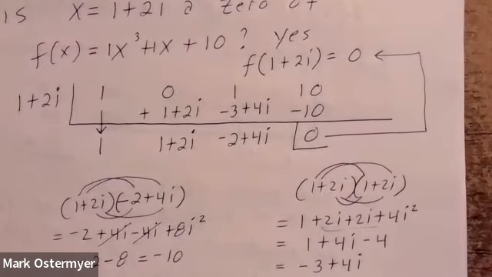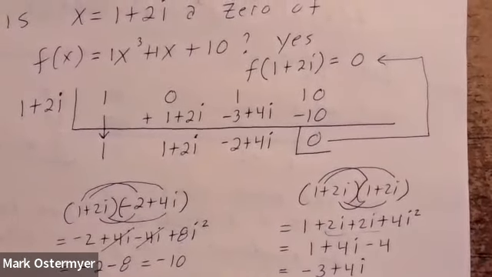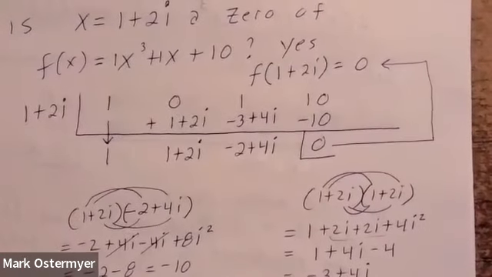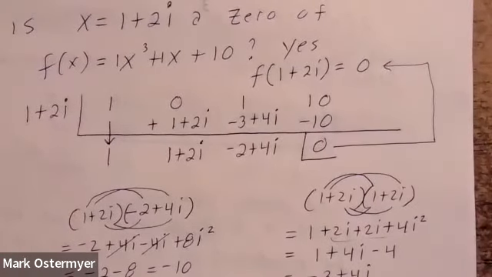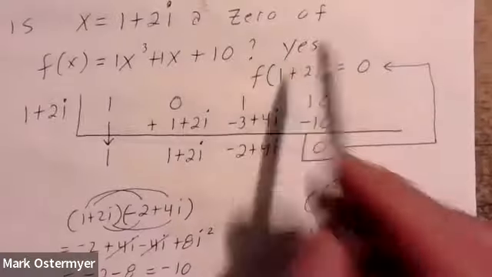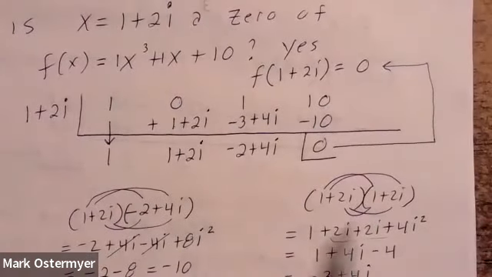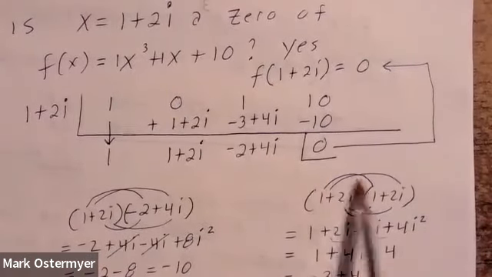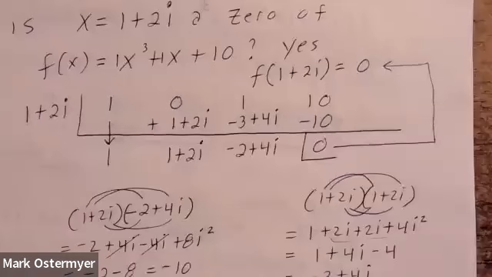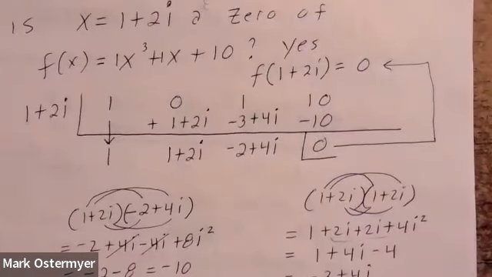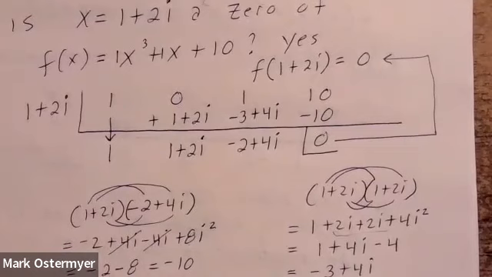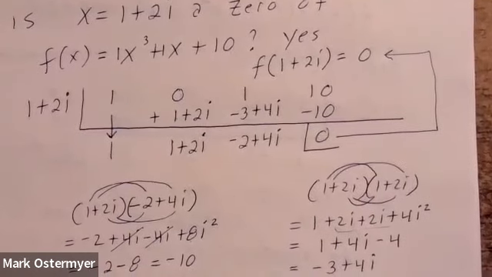Any questions on how I verified that 1 plus 2i is a 0 of f of x? How would you write the answer? Well, you can basically just say yes. This is the work that supports your response of yes. Okay, but if you're writing out the answer with the i's included, how would you write the answer? Well, I'm not understanding what you're asking for. I just want to know if this is a 0 for f of x. It is a 0, correct? Because we got a 0 remainder here.